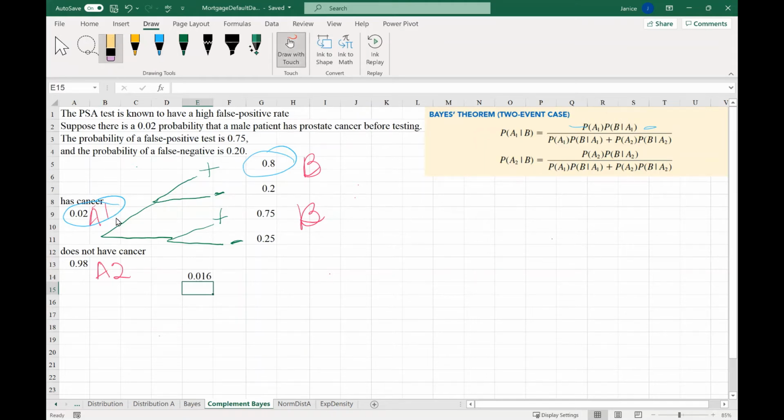Okay, and then for our bottom equation, we're going to repeat that, as you can see right here. So we say equals 0.02 times 0.80, plus the probability of A2 and the probability of a positive reading for A2. That's right here. So then we're going to say 0.98 times 0.75. And then all we have to do is divide this.